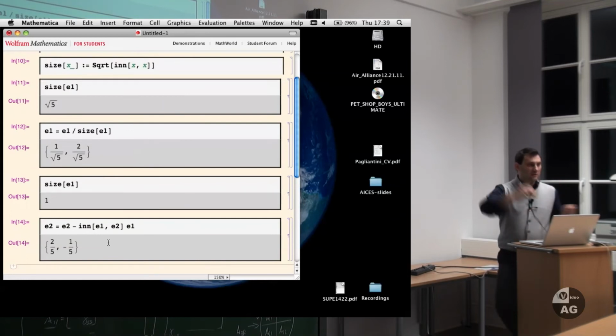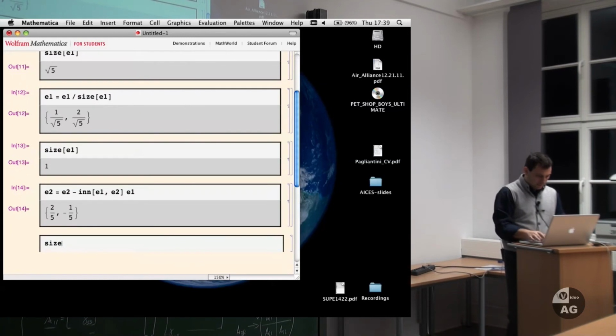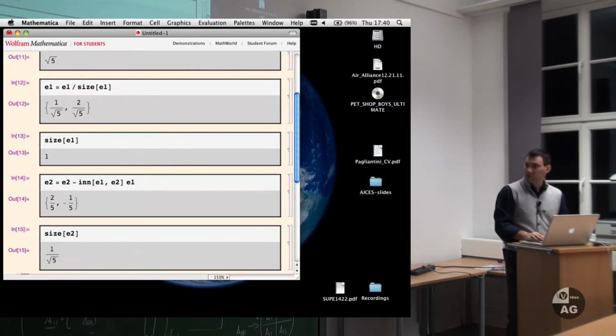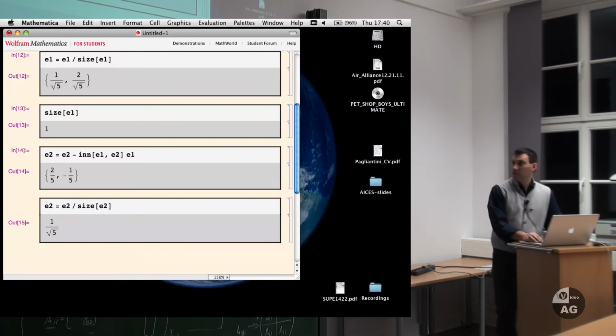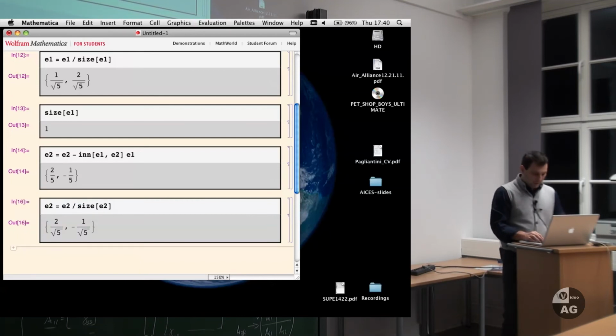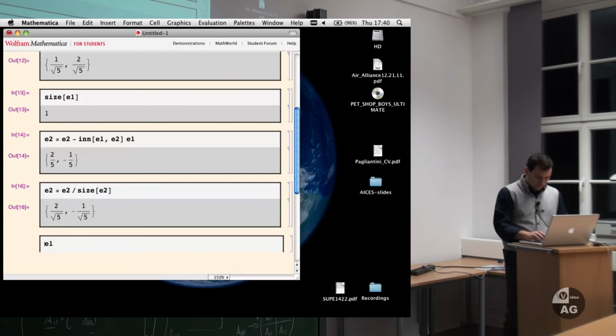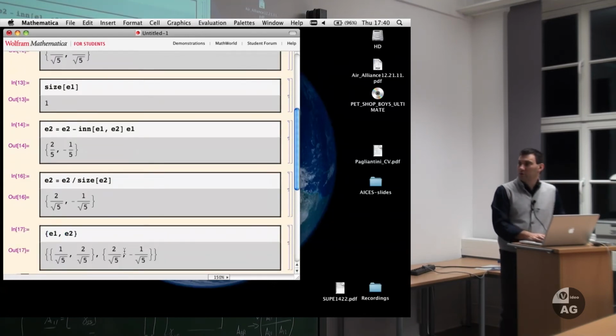Second step is that now this is a vector. I want to scale it. I want to ensure that its length is 1. So size of E2, it's not 1. So now we say E2 equals E2 divided by the size. And now E1 and E2 are an orthogonal basis with respect to the inner product that I have defined.